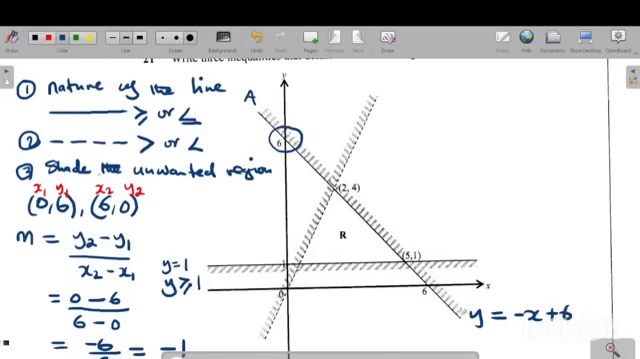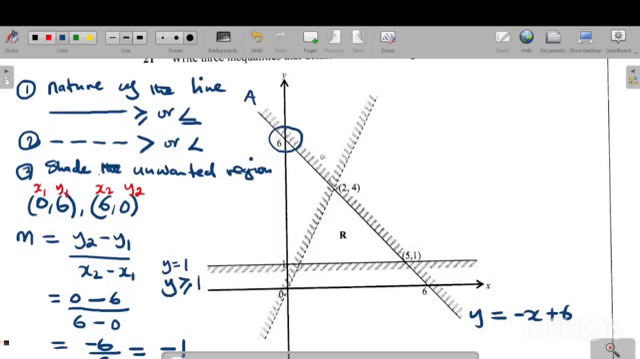Now what will be the inequality for this equation? What is the inequality of this equation? So you ask yourself, what is the nature of the line? Is it a full line or a dotted line? When you look at this line, it's a full line. So our inequality will either have this or that. The other question you're supposed to ask yourself is, which one is the shaded region or the unwanted region? The unwanted region is this one, the greater part.